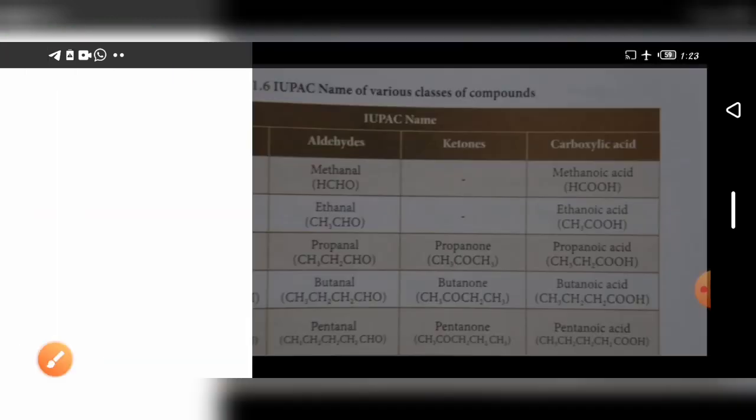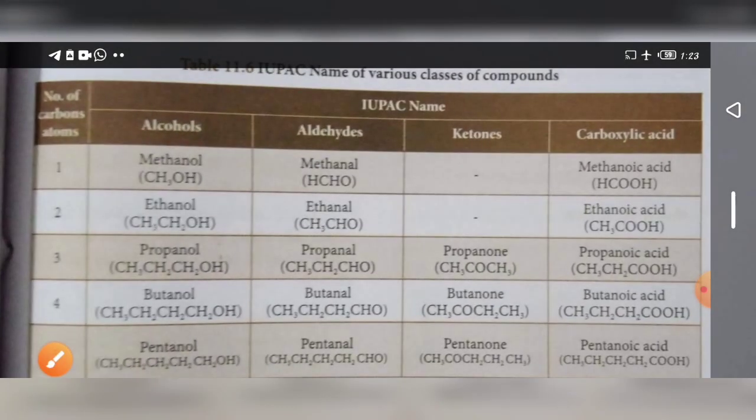Okay. Next you see, in your book they have given the IUPAC names of various classes of compound, that is alcohols, aldehydes, ketones and carboxylic acids. From this they have given the name and the formula also. First you write the formula and mention the name by using these IUPAC rules. After that you write the name and predict the formula. Already before this video I gave how to predict the formula also. So you have to predict the formula. Okay, I give one example for you.